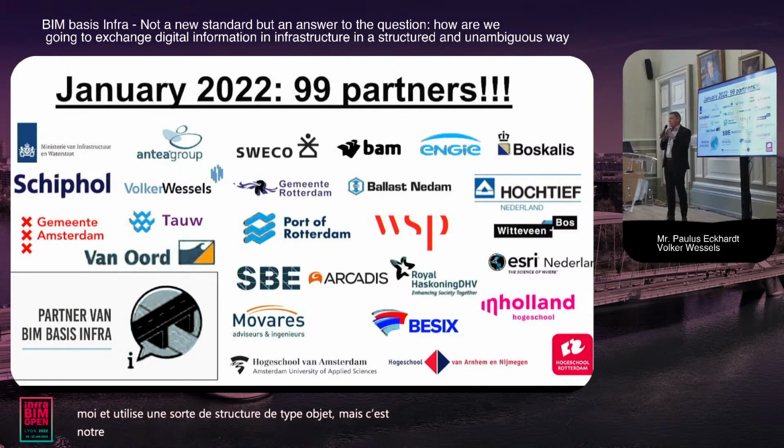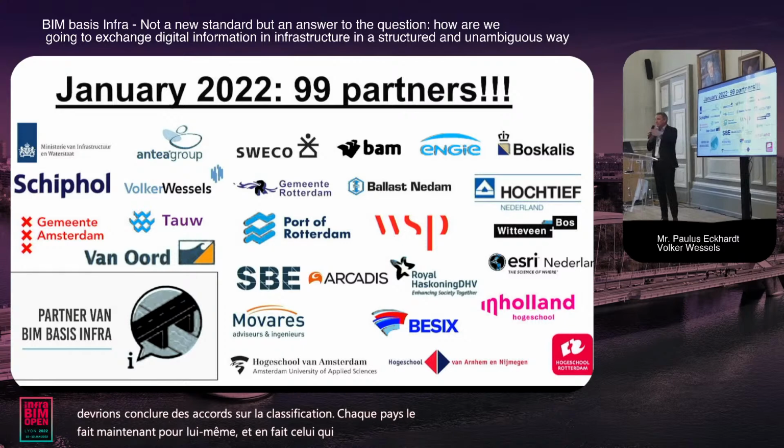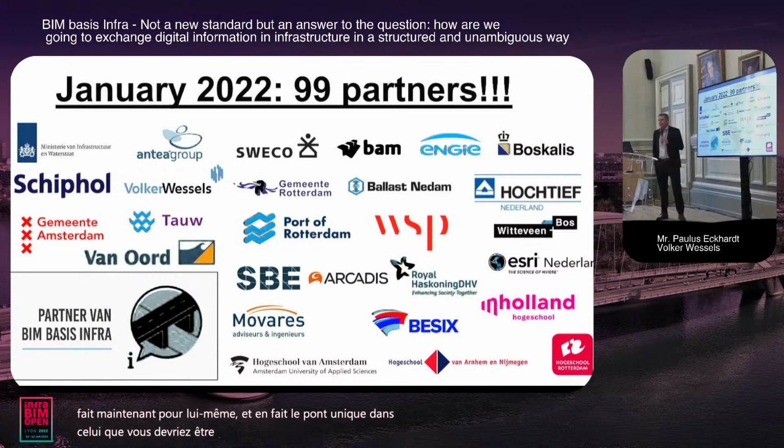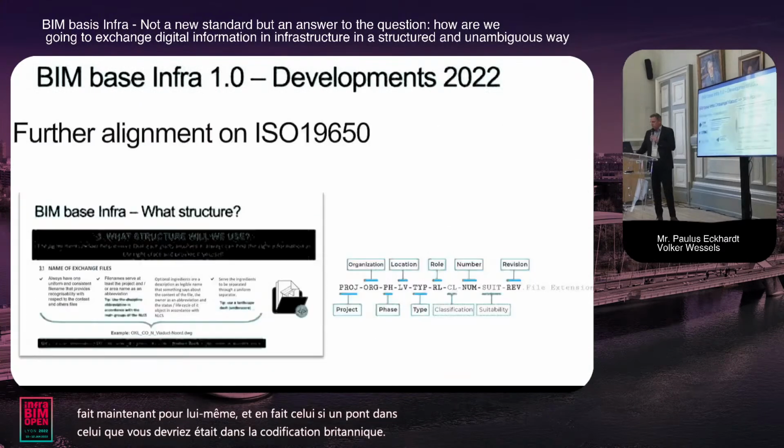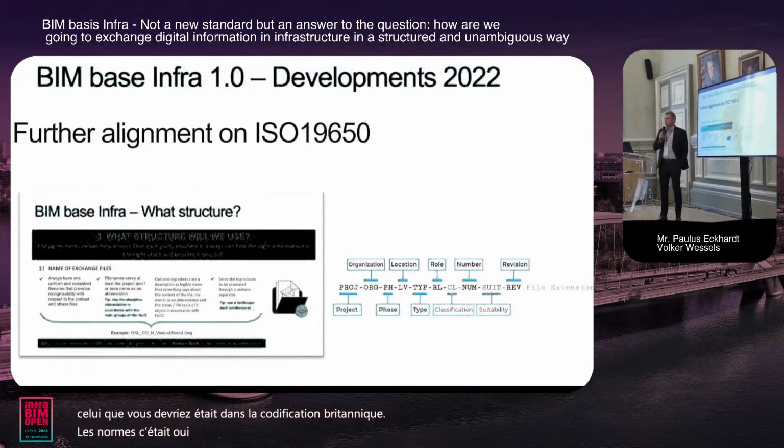If we want to improve in Europe, we should make agreements on classification. Every country is doing it now for itself. And actually the one, a bridge in Finland. The one you showed was the British codification system. Standards. It used to be in the English PAS 1192. It's not in the ISO 19650. It's in the British version of the. So it means that for now each country is still.